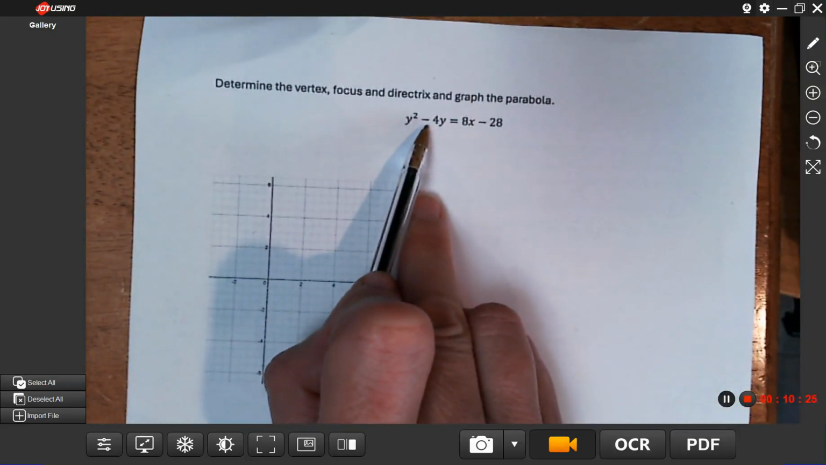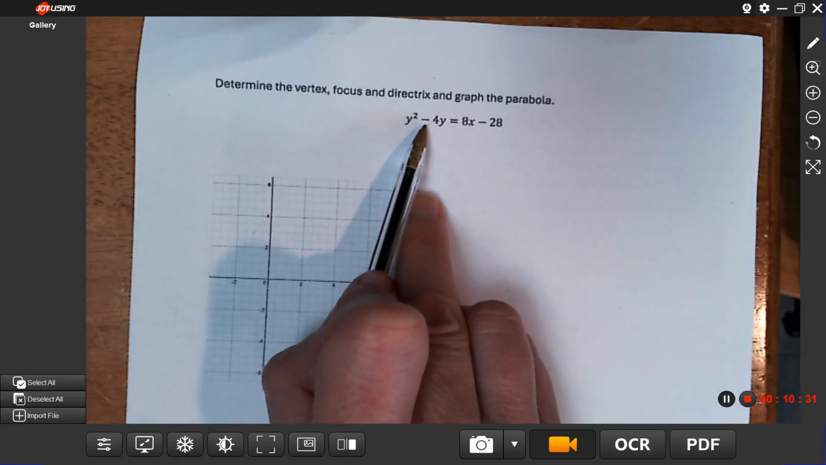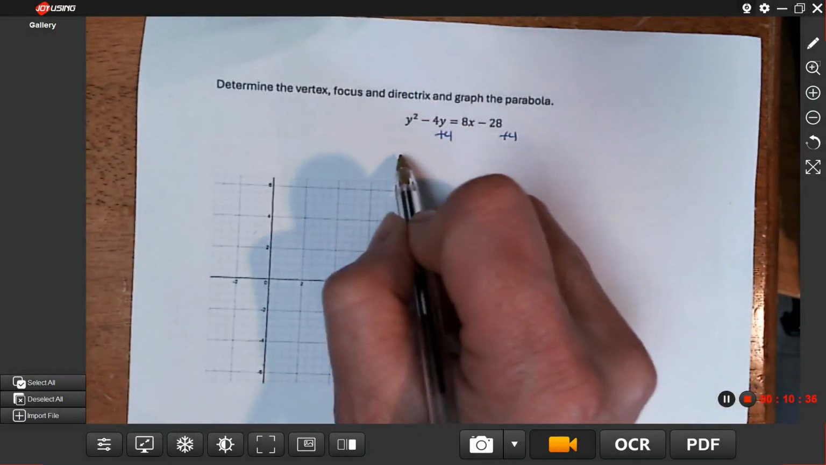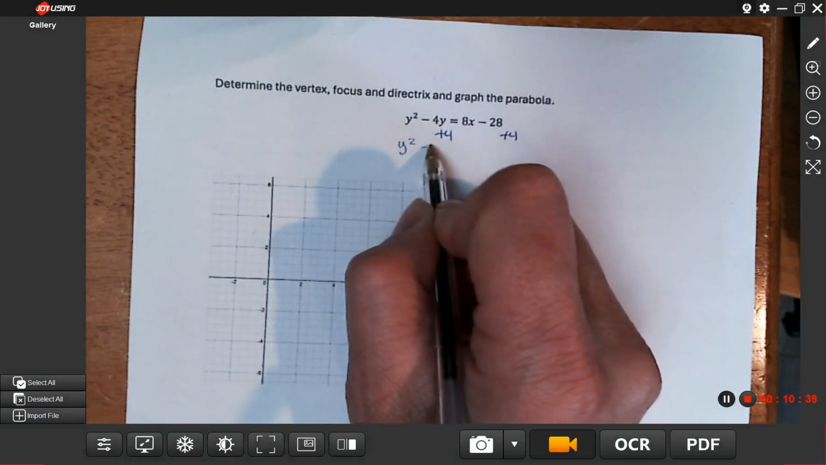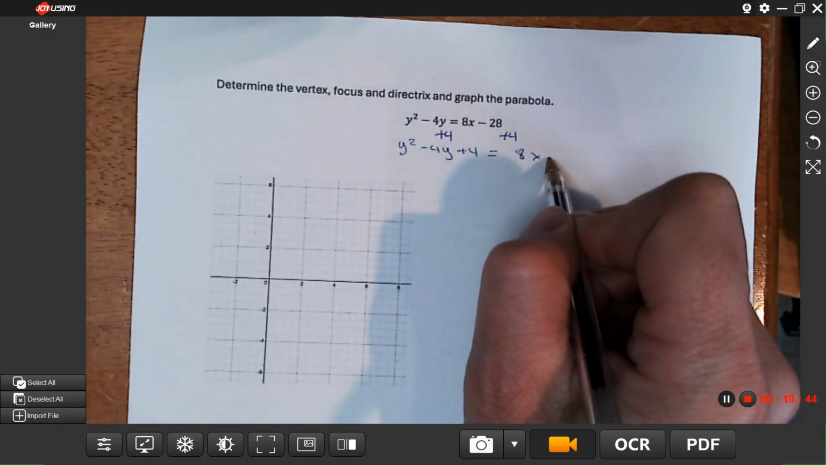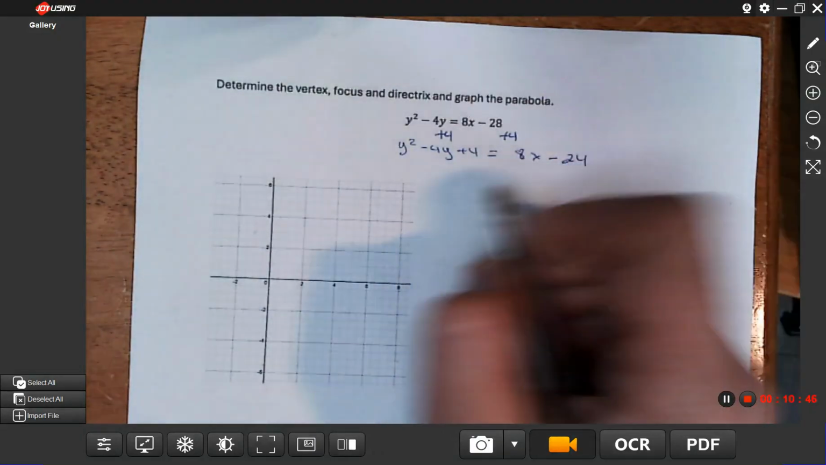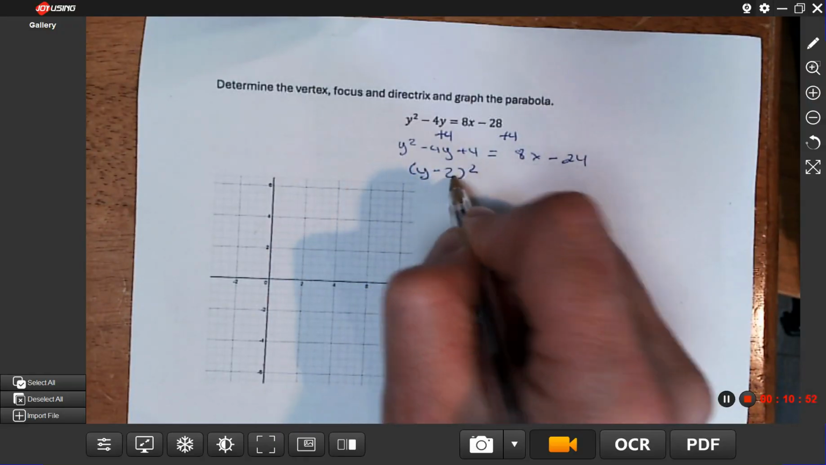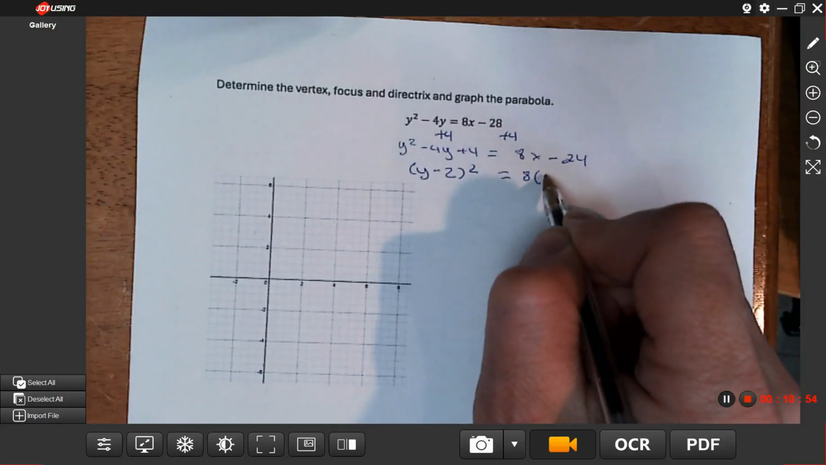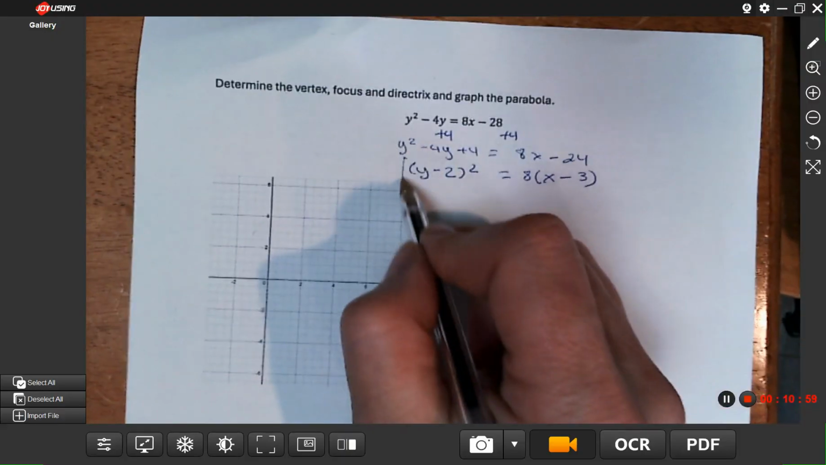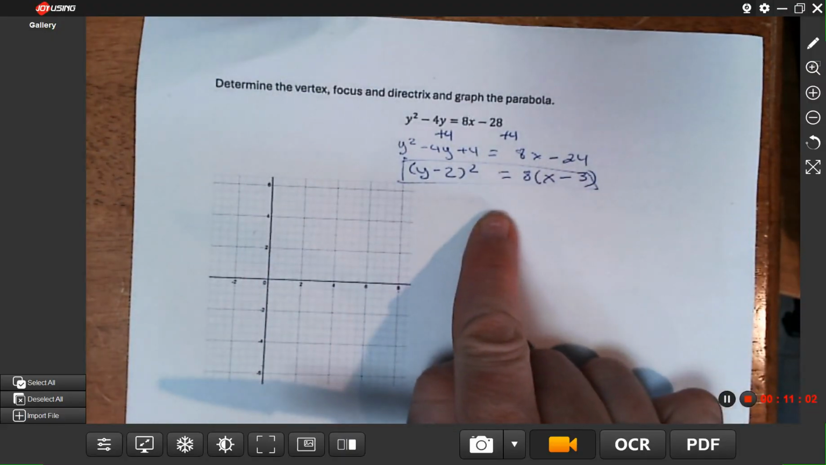So I would take b over 2 squared, and that's what I add. So negative 4 divided by 2 squared, so that's 4. So I'm going to add 4 to both sides. This is how you complete the square. So then I have y squared minus 4y plus 4 equals 8x minus 24. And then I rewrite this as a perfect square, which is what we set it up to be. So it's (y minus 2) squared. I'm going to factor out the 8, so that's 8 times (x minus 3). Okay, so this is in the form I want.